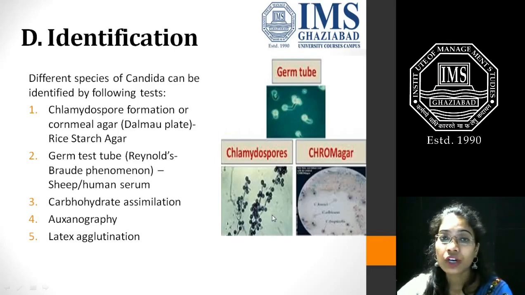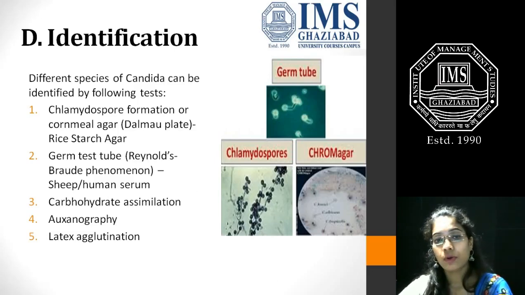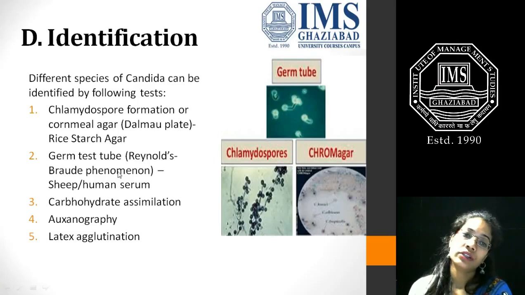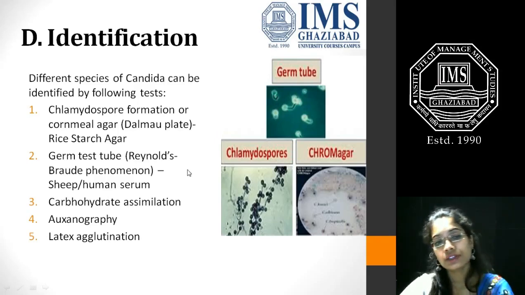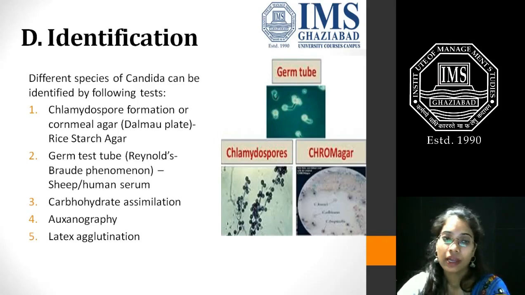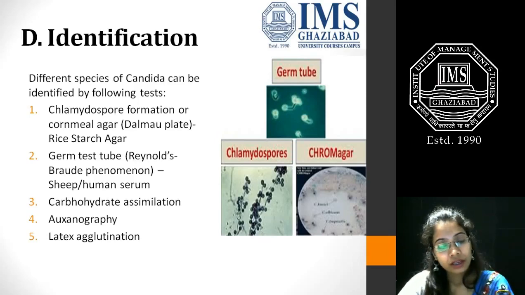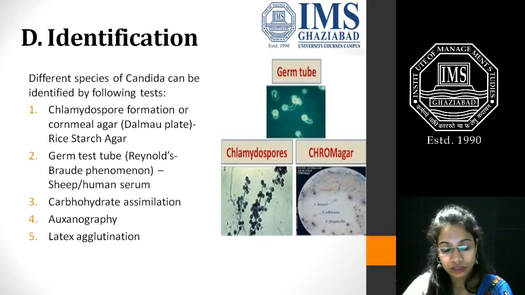Next comes the germ tube test, the other name is Reynolds-Braude phenomenon, and in this we use sheep or human serum. In this culture, the colonies show formation of a germ tube from the chlamydospore. Next is carbohydrate assimilation. The fourth one is oxanography, and the fifth one is latex agglutination. In oxanography we study the effects of changes in the environment on the growth of microbes by means of an oxanogram.